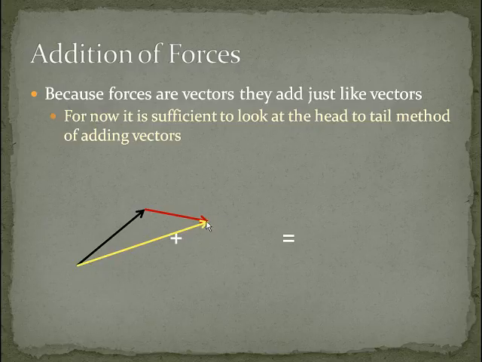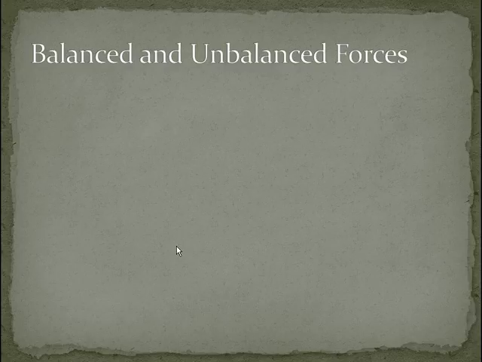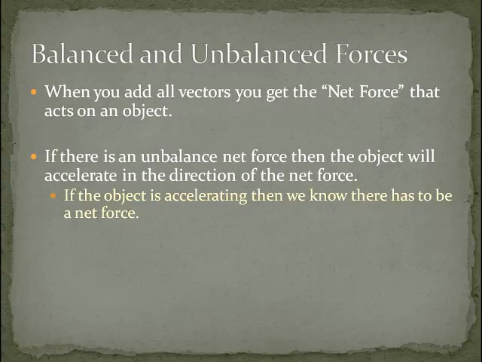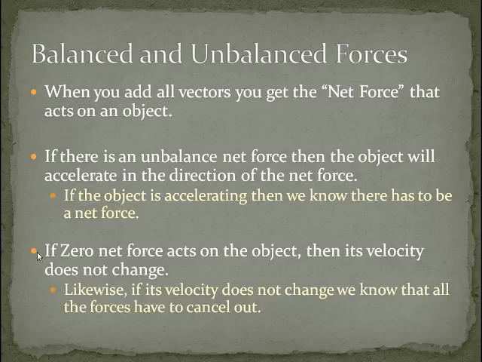Now these net forces lead to balanced and unbalanced forces. When you add all the vectors, you get what's called the net force that acts on the object. If there is an unbalanced net force, then the object will accelerate in the direction of the net force. That means it'll start moving, or it'll slow down or speed up, depending on what its velocity is, in that direction of the net force. Likewise, I can flip that and say, if the object is accelerating, speeding up or slowing down, then I know there has to be a net force. If there is zero net force, so I add up all the vectors and they all cancel out, then its velocity doesn't change. So either it's at rest or it's moving at a constant speed. Likewise, if it's moving at a constant speed or it's at rest, we know that all the forces have to cancel out. And so this will lead us to coming up with relative magnitudes of forces later on in this activity.